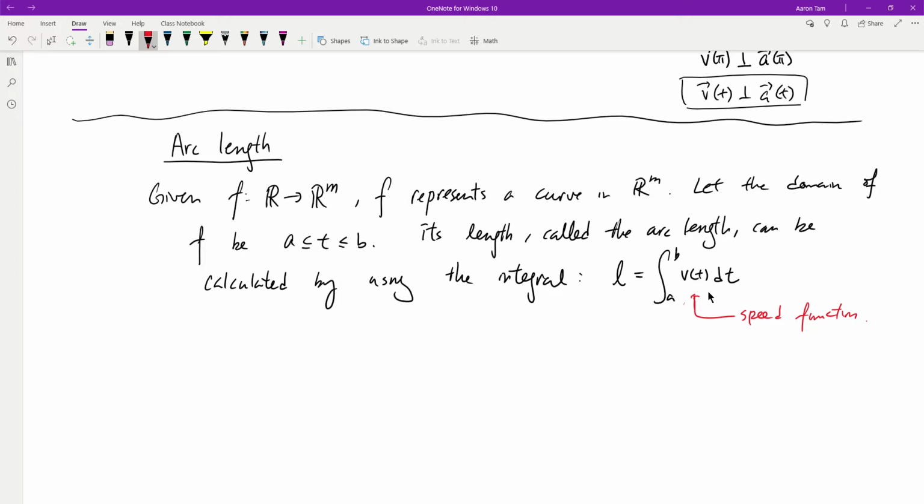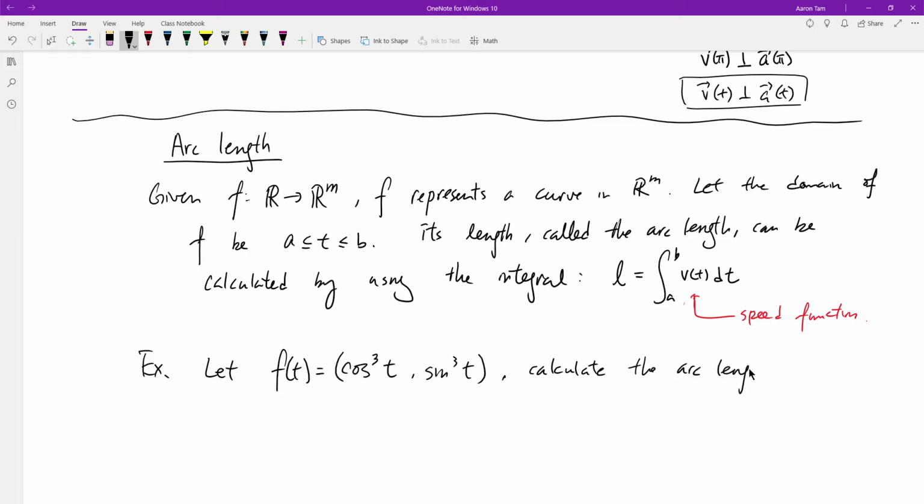All right, so let me give you a simple example to illustrate. So let's say f of t equals cosine cubed t, sine cubed t. I'm going to ask you to calculate the arc length of f of t over the interval from 0 to pi over 2.